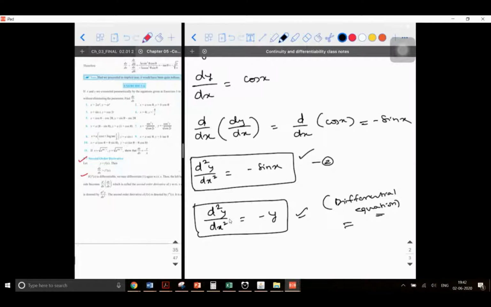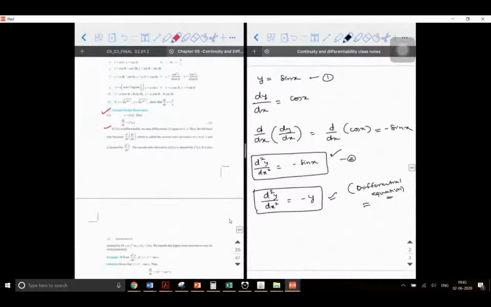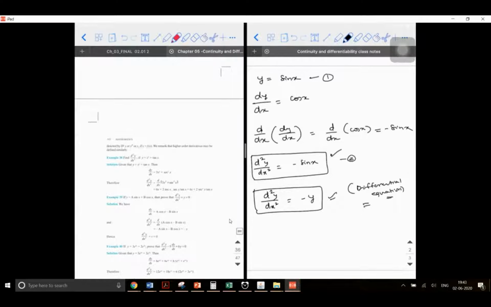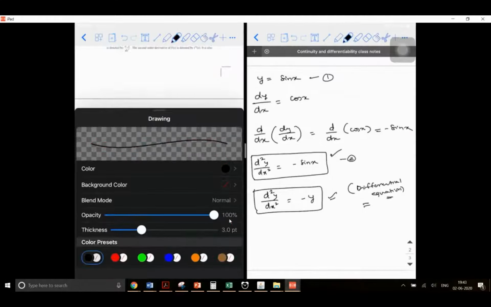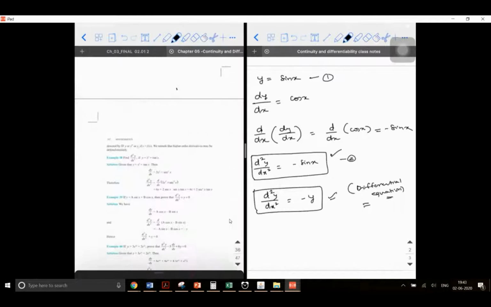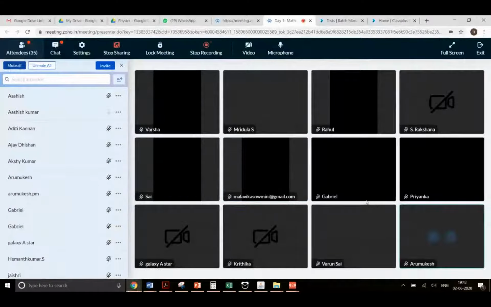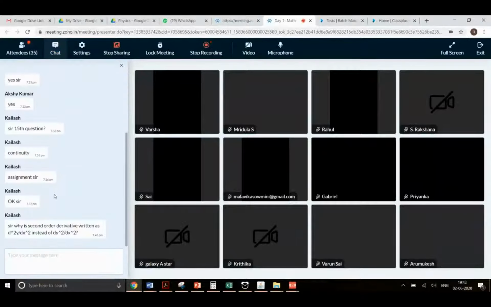Are you able to understand this? So this is the second order derivative. As simple as that. Nothing much to speak about it. We have to start solving the problems. So if you're clear with this, I'll proceed with solving the problems. Is there any doubt? Give me your responses either by unmuting yourself or speaking over the chat.